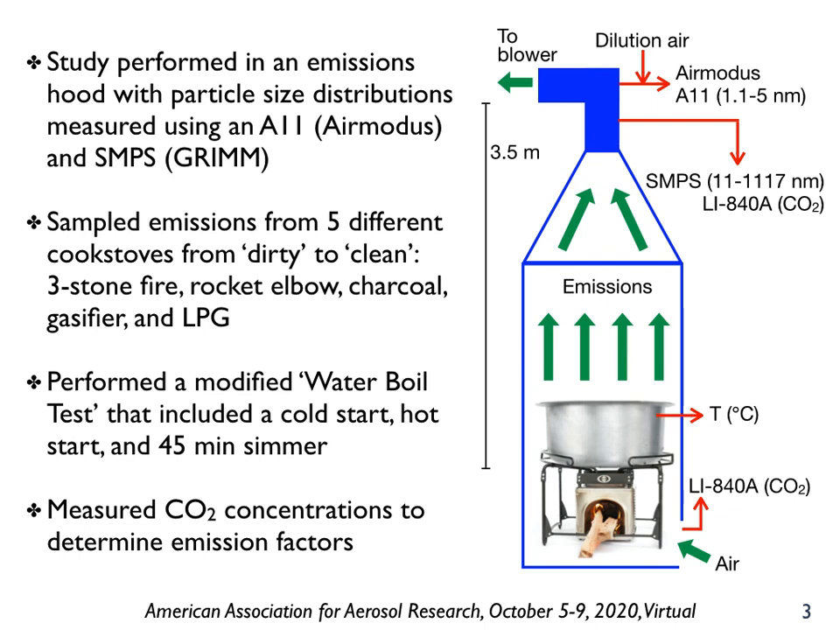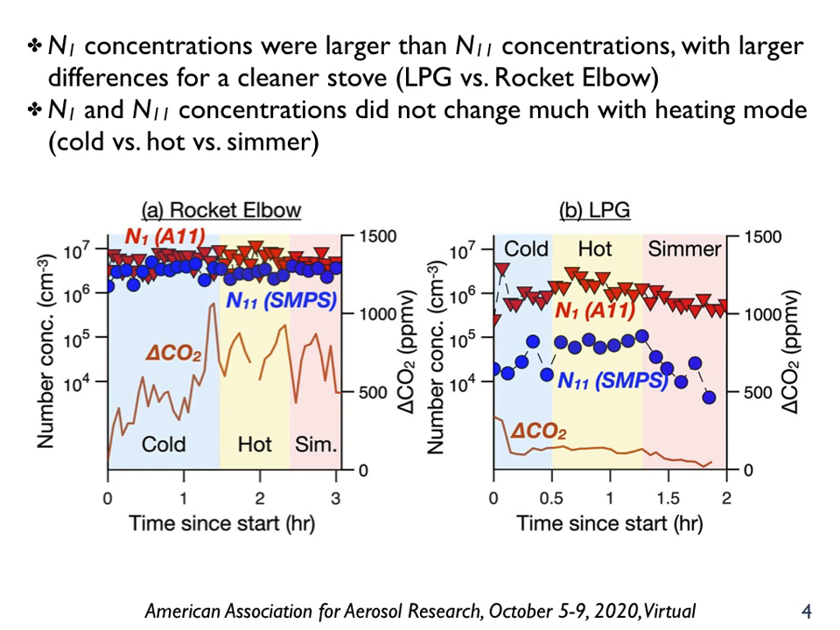We also measured CO2 concentrations to calculate emission factors for particle number. This example figure shows the number concentrations measured by the A11 and SMPS for the rocket elbow on the left and LPG on the right, along with the CO2 data. The N1 concentrations, or concentrations for particles larger than 1 nanometer, were larger than the N11 concentrations, suggesting that there were sizable emissions of sub-11 nanometer particles. The differences in N1 and N11 concentrations were larger for the LPG, shown on the right, than the rocket elbow, shown on the left. Finally, both concentrations were not significantly affected by the heating mode.